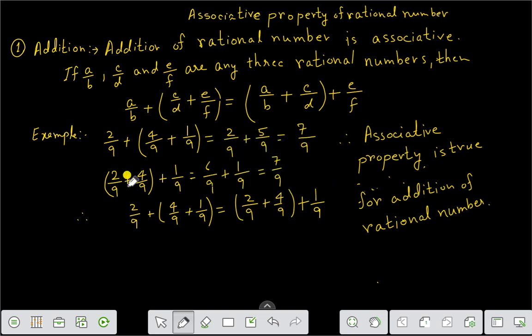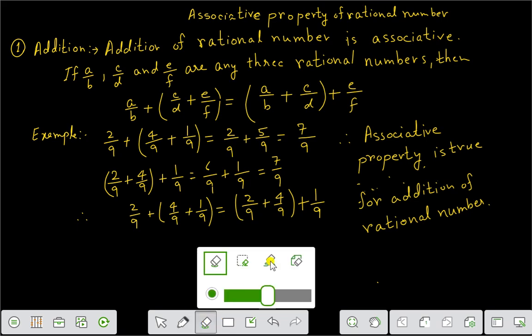Now we'll discuss subtraction. Let us take the associative property of rational number for subtraction.